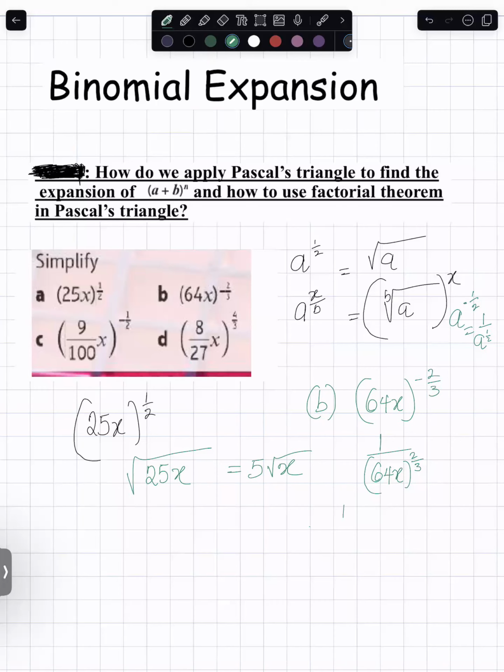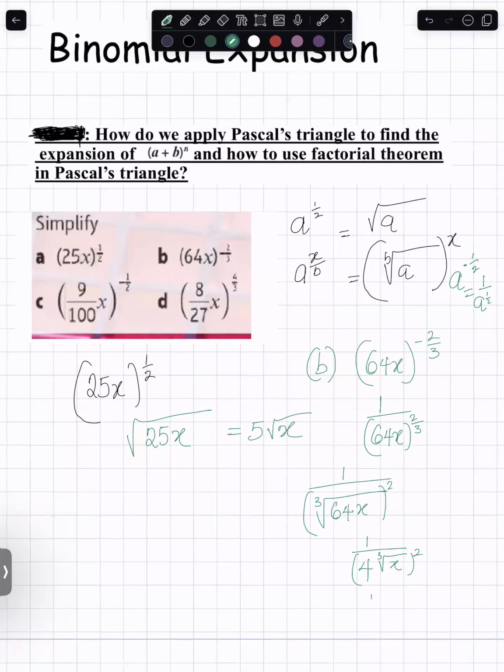So I'm going to have 1 divided by the cube root of 64x, all raised to 2. The cube root of 64 is 4, and the cube root of x is cube root of x. Then remember we have our square here. This gives 1 over 4 squared, which is 16, and the cube root of x squared. So this is what we have when you have this raised to a negative power.